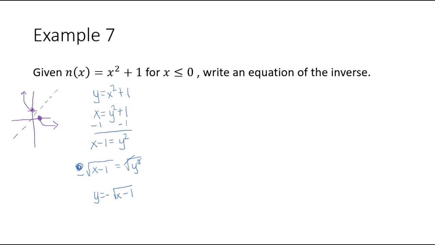And now we'll just replace the y with the inverse notation. F inverse of x is equal to the negative square root of x minus 1. And I'm going to change one thing here. Instead of having f, we should write this as n inverse of x is equal to the negative square root of x minus 1.